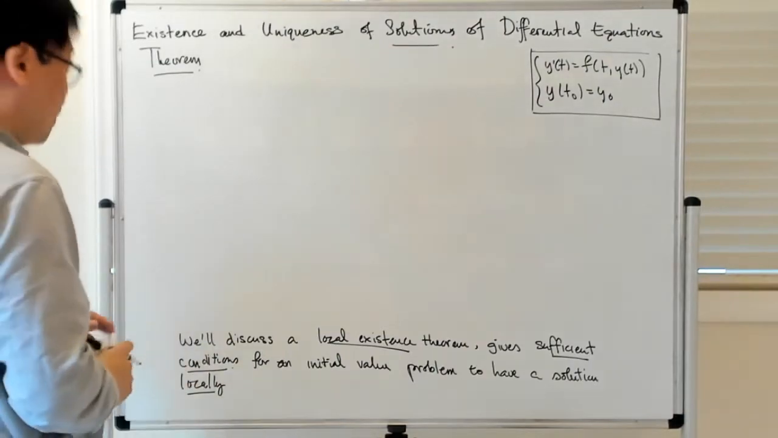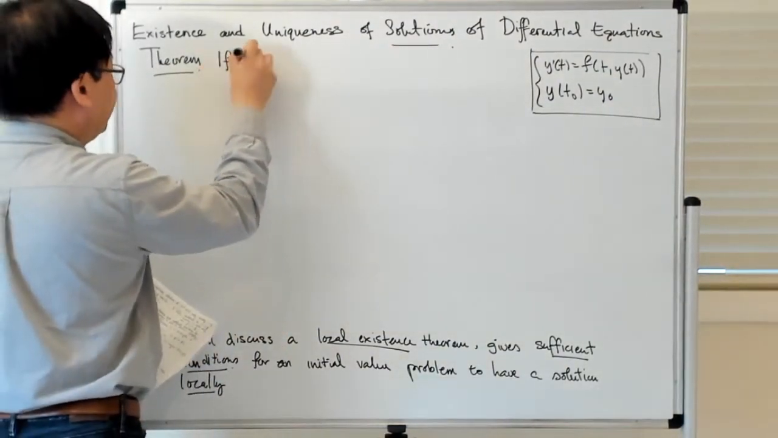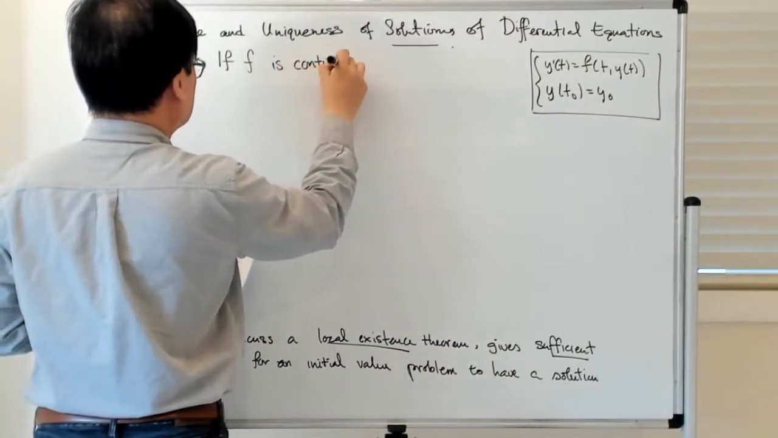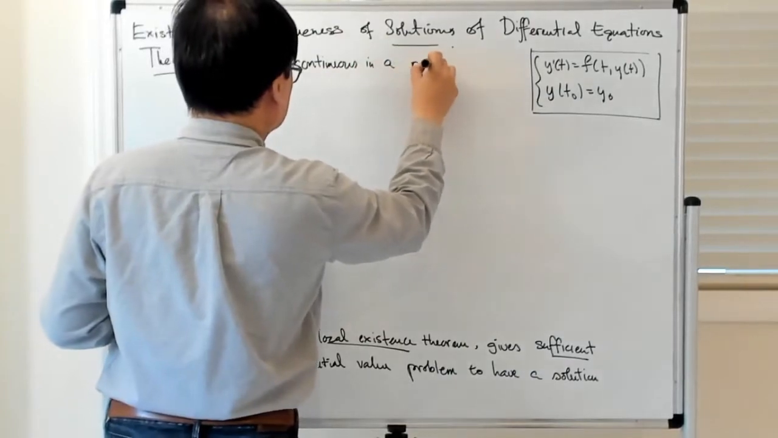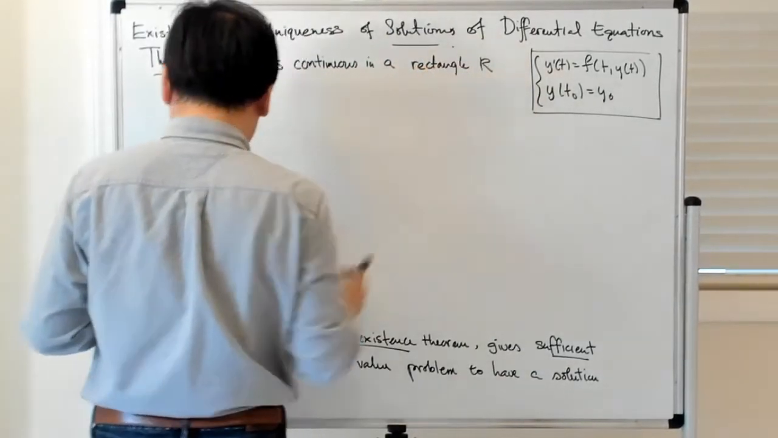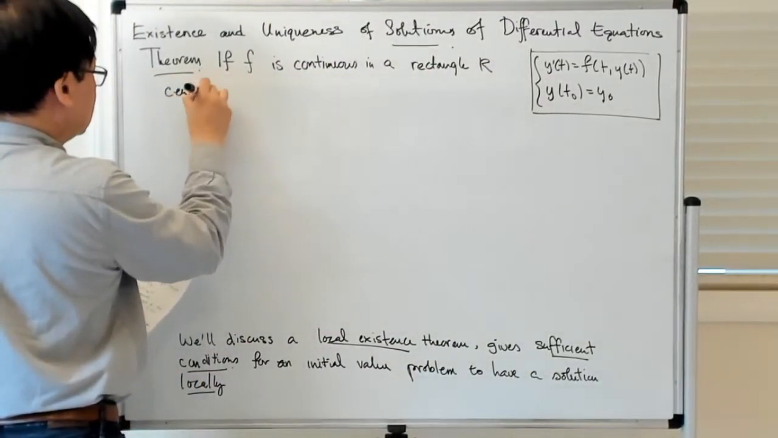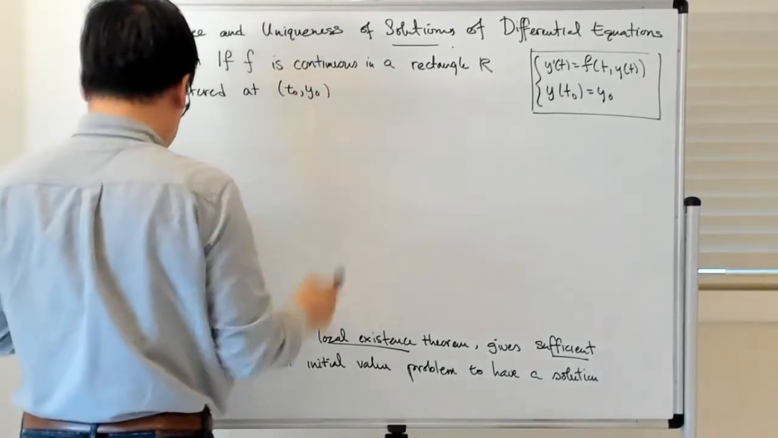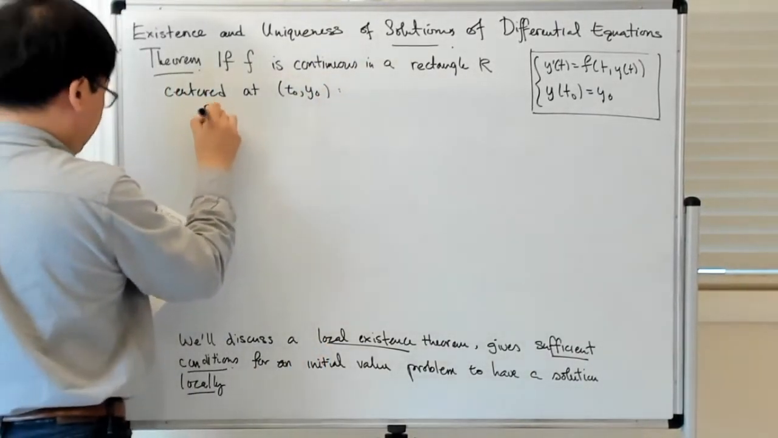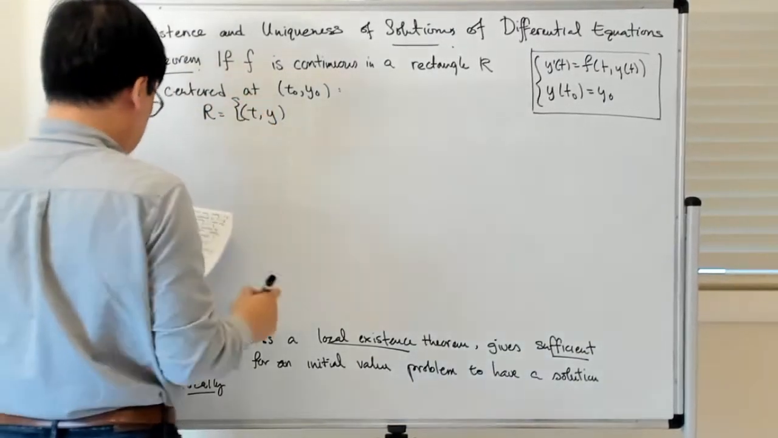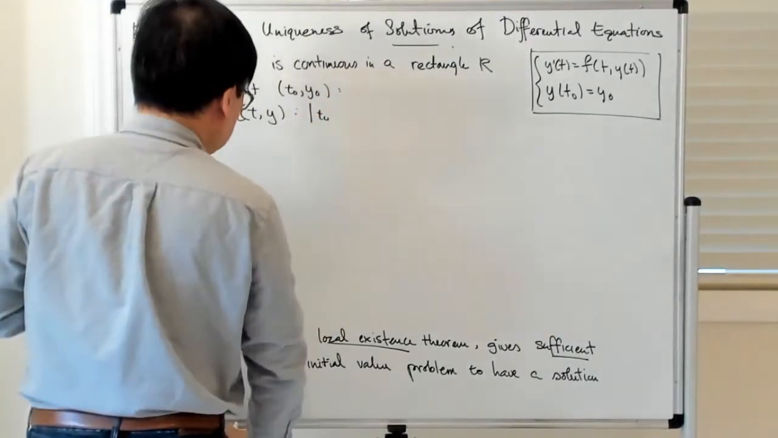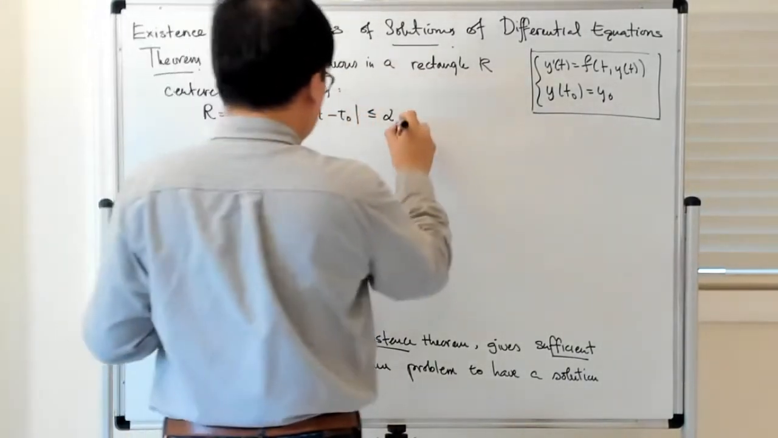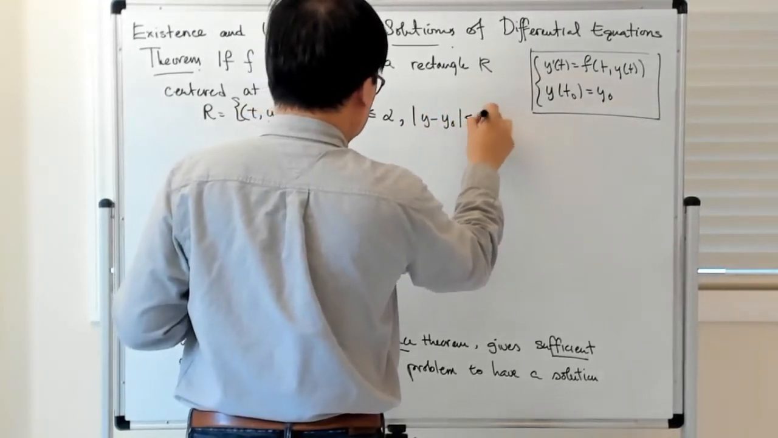So the theorem is as follows: if f, which is this right-hand side, is continuous in a rectangle, let's call it R, centered at the initial data t0, y0, where R is the set of (t, y) such that the absolute value of t minus t0 is less than or equal to alpha, and the absolute value of y minus y0 is less than or equal to beta.